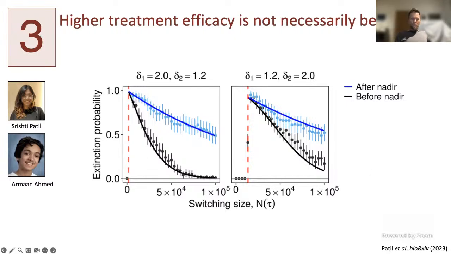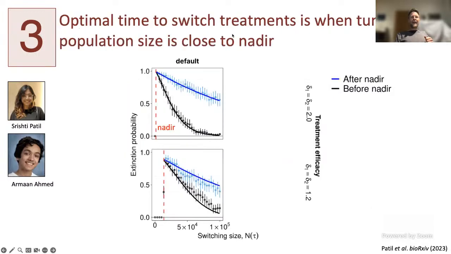Now, if you compare these back to the slide I had before, if you just visually memorize that before I flick back to the other slide, there's not that much difference. Here we have our default parameters, which are either both equal to 2.0, which is high treatment efficacy for both, or both equal to 1.2, which is low treatment efficacy for both.